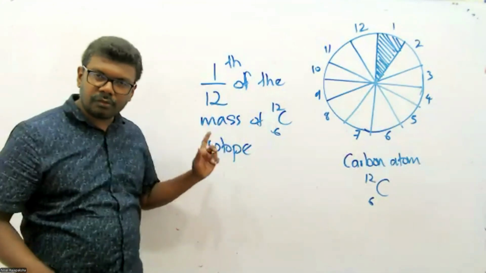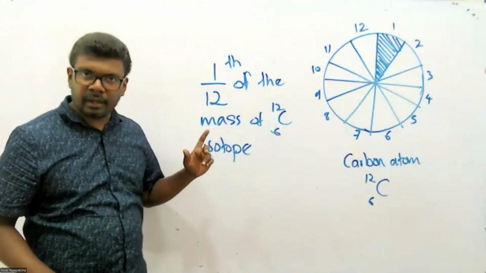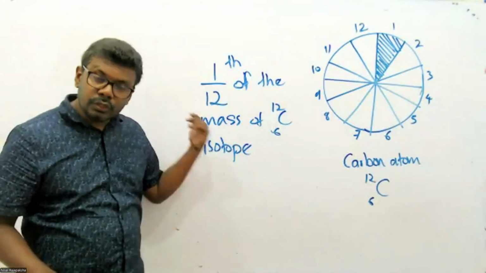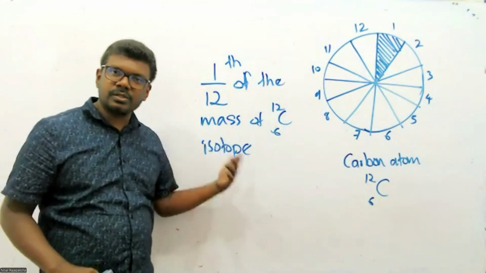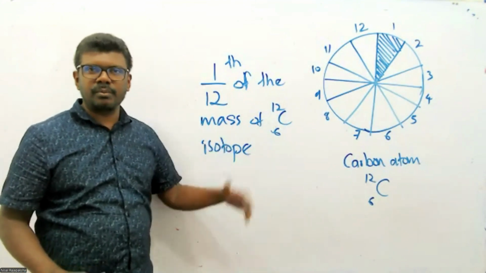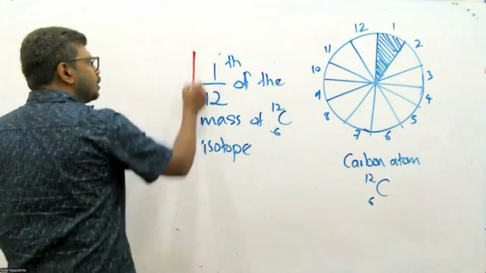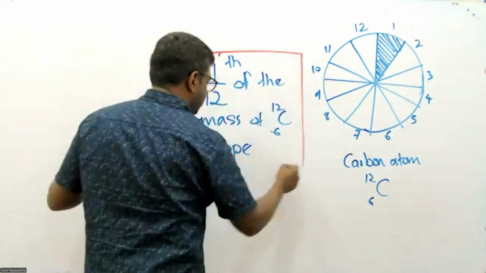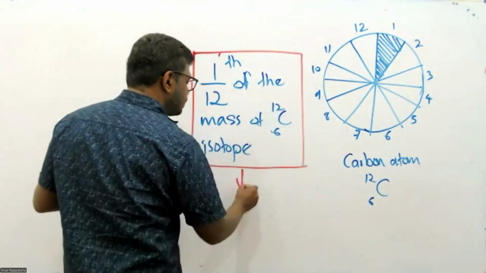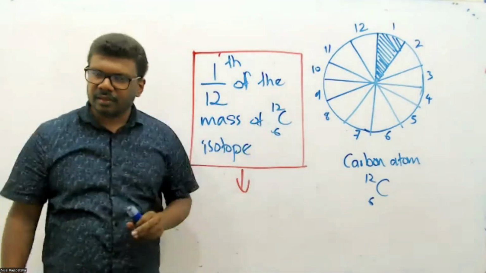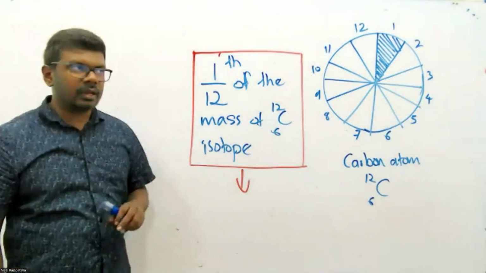1 divided by 12th of the mass of a carbon atom is the unit that they have selected to measure the mass of an atom. So they gave a very special name for this unit. What do we call this unit, Uday? Atomic mass unit. Very good.